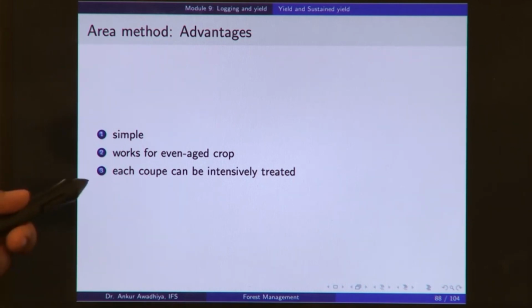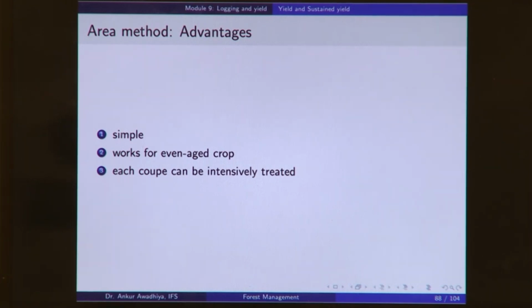And each coupe can be intensively treated, because on 1st of January of every year you are clear felling this coupe, and then you have one full year to work only on that coupe. So, the coupes that are felled can be intensively treated, and even the other coupes can be very easily tended, because all of them are of the same age.